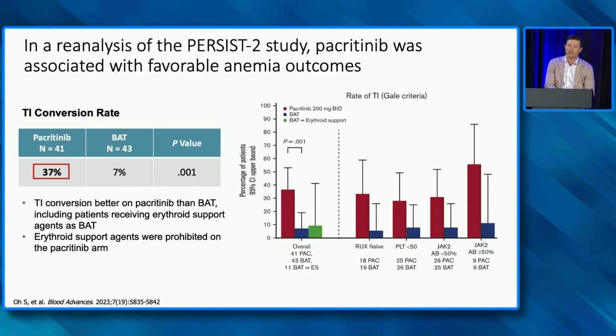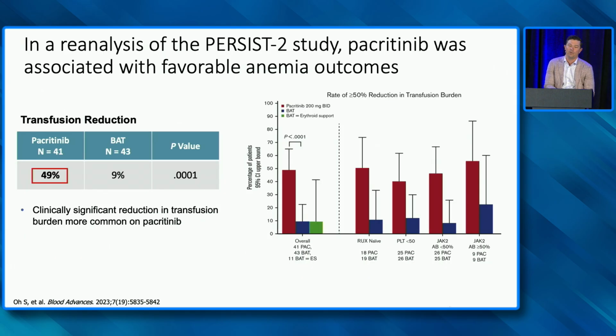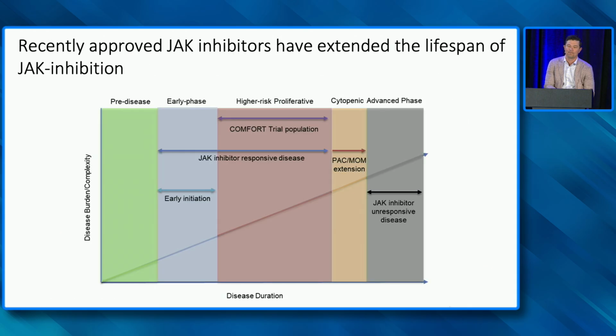So going back and doing a retrospective review of the PERSIST-2 study, it turns out that pacritinib is also associated with some anemia benefits that may have been underappreciated in those studies. So here, TI conversion rate favors pacritinib over best available therapy, and we also see reduction in transfusions, which favors pacritinib versus best available therapy as well. So this could also be an option in anemic patients with myelofibrosis, similar to what we use with momelotinib.